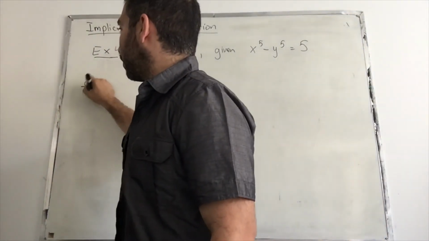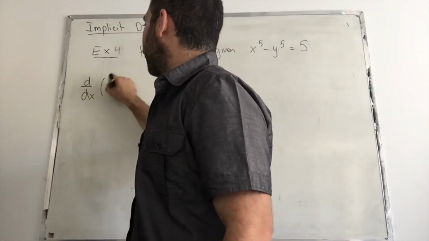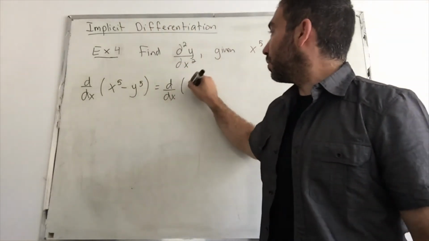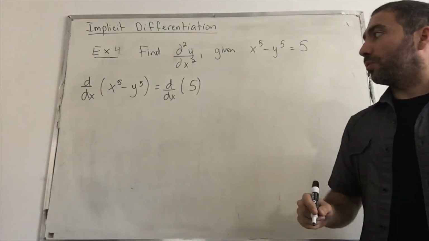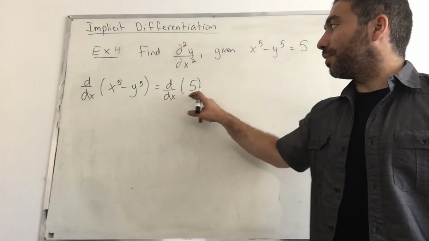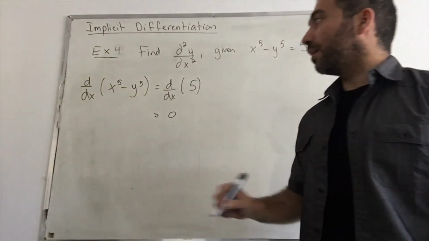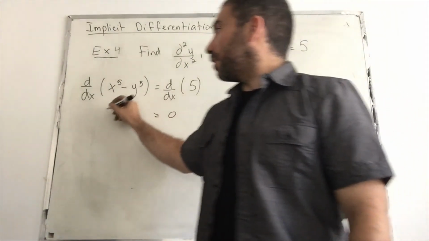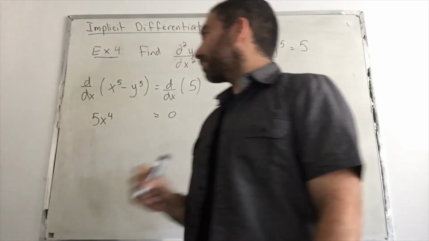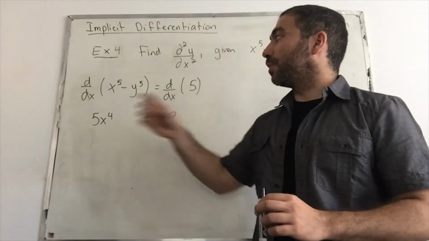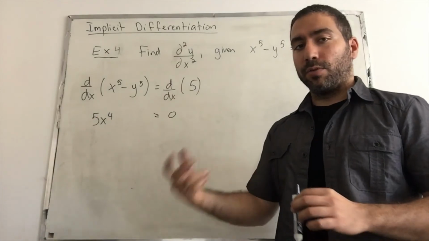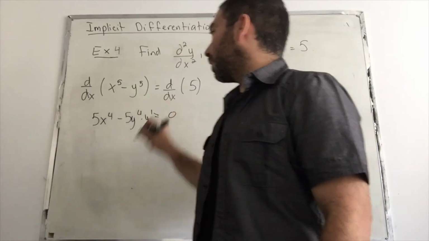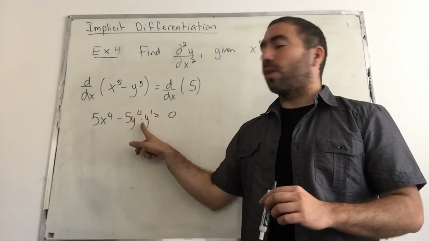We'll use Leibniz notation to take the derivative with respect to x of x to the 5 minus y to the 5 and show that it's equal to the derivative of 5. So the right hand side of the equation is simple. The derivative of 5, a constant, is just 0. Left hand side, not too difficult. The derivative of x to the 5 with respect to x is just power rule, 5x to the 4. But here we're taking the derivative of y with respect to x. Again, we're invoking chain rule. So we get minus 5y to the 4.